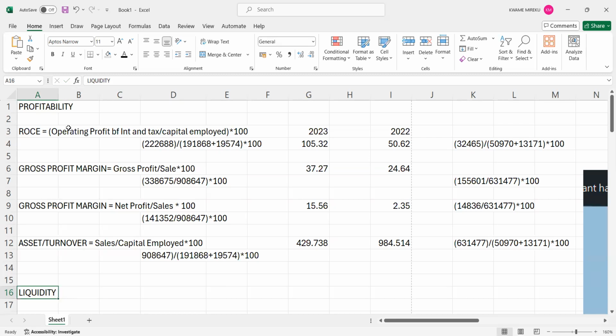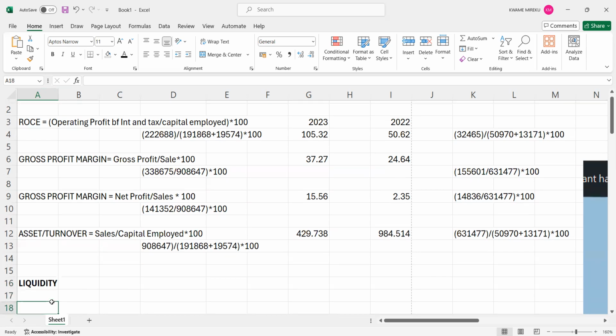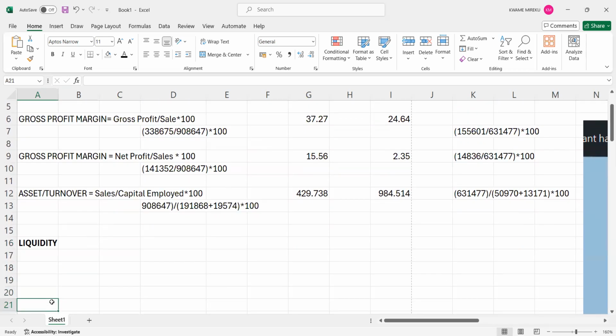Here we are trying to find out if the firm is able to meet its short-term commitments as and when they fall due. In fact, this ratio is very crucial for business because it can give us a fair idea whether the business can pay its short-term debt so as to avoid insolvency.